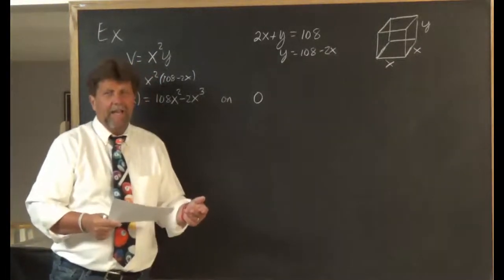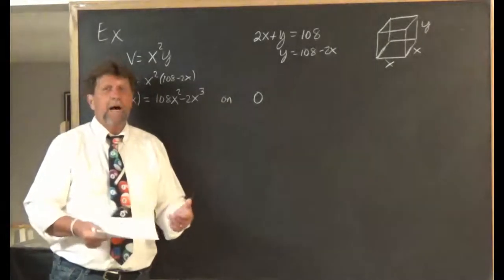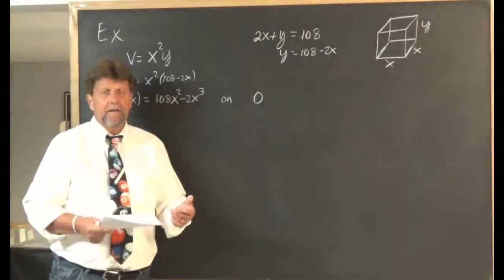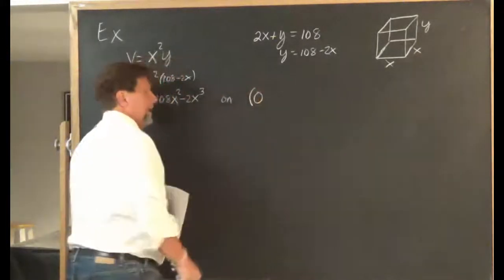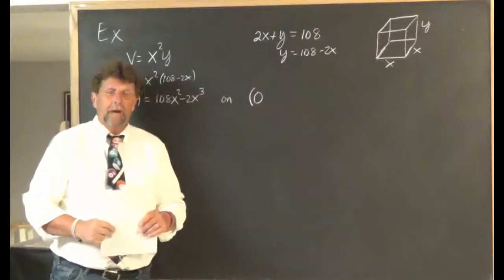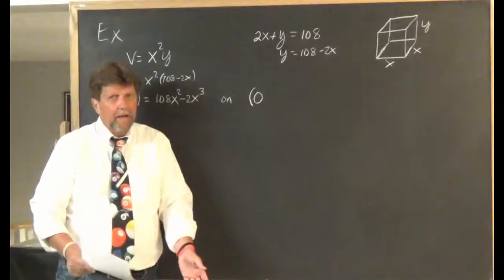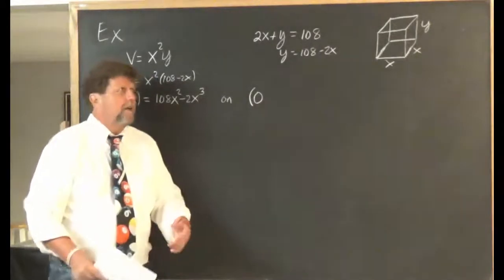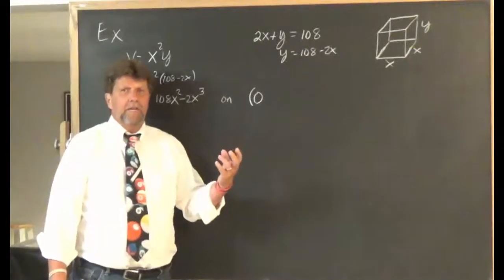I suppose we could say x could be 0. That wouldn't be much of a box now, would it? But let's not. Let's say x cannot be 0. I mean, if you have a square base that's 0 by 0, you're not gonna have a box. So now what's the largest that it could be? What's the largest value x could be?